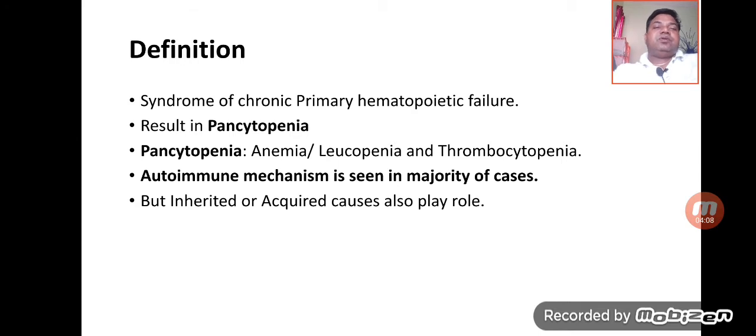Now coming to the definition of aplastic anemia, it is basically a syndrome. A syndrome means it is a bunch of diseases or a bunch of problems that constitute the syndrome. So it is not a single disease, it is a group of problems. So it is a syndrome of chronic primary hemopoietic failure. There is a failure of hemopoietic cells to develop into mature cells, and that results in pancytopenia.